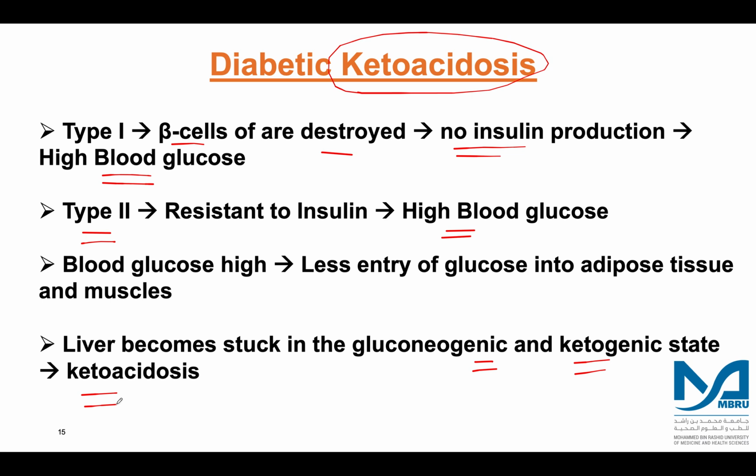So because of this virtual starvation that is happening in either type 1 or type 2 diabetes, the liver becomes stuck in the gluconeogenic and the ketogenic state, and because of the production of ketone bodies, there is ketoacidosis. Of course, part of the ketone bodies that are produced by the hepatocytes are used up by the brain for the generation of energy, and also to some extent by the cardiomyocytes and the renal cortex.